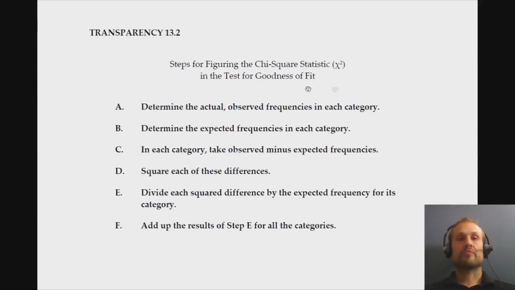So just to emphasize, how do I calculate that chi-square statistic for my goodness of fit test? How good does my sample fit what's expected? Determine the actual observed frequencies, the expected frequencies, take the difference, square them to avoid plus and minus effects, divide by the expected frequency to scale it down so that they're always the same comparable numbers, and add them all up.